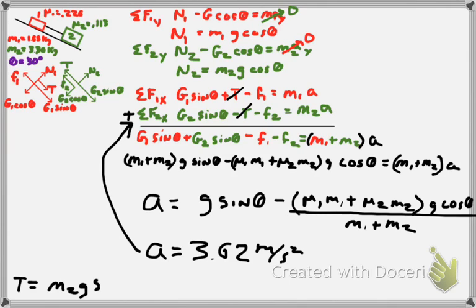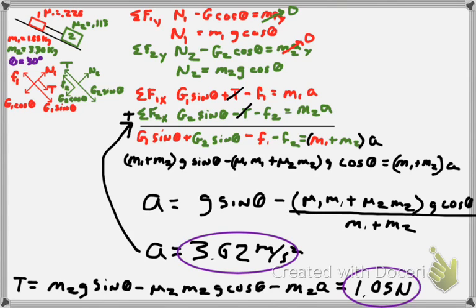Plugging that number into either of the top equations, I'm going to use the second equation for no particular reason, it just seemed a little easier to solve. Add T on both sides and subtract m2 a, and then plug and chug. m2 g sine theta minus coefficient of friction times m2 g cosine theta minus m2 a equals 1.05 newtons. So we have 3.62 meters per second squared and 1.05 newtons.